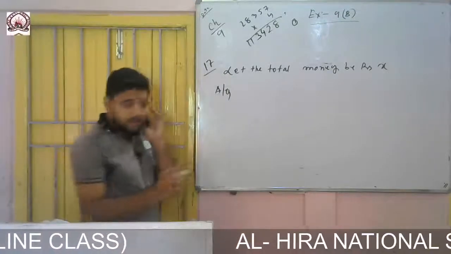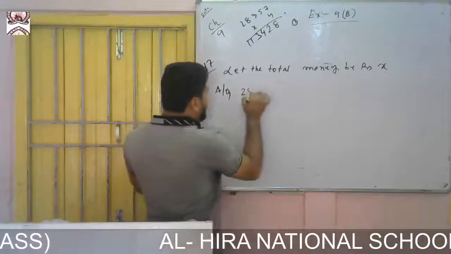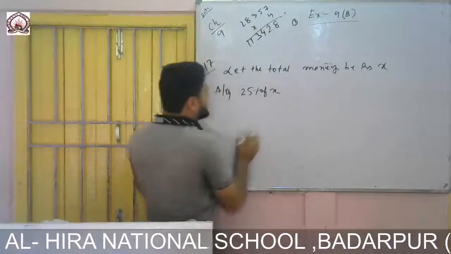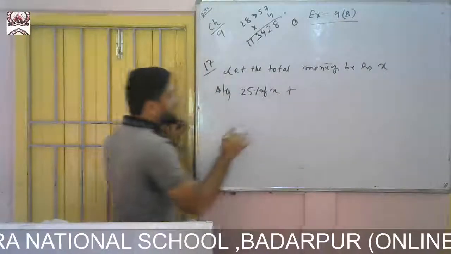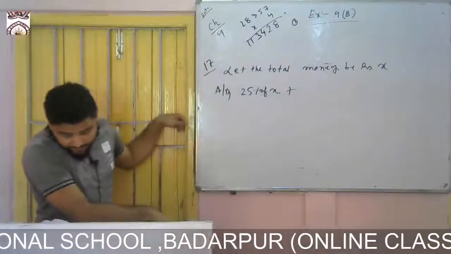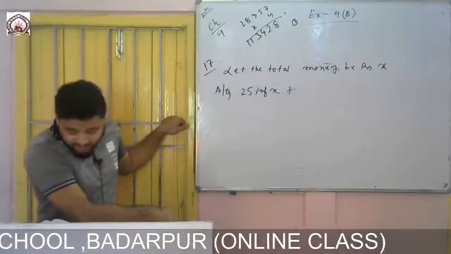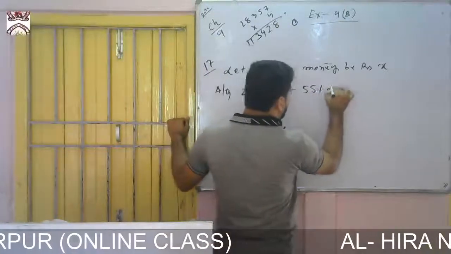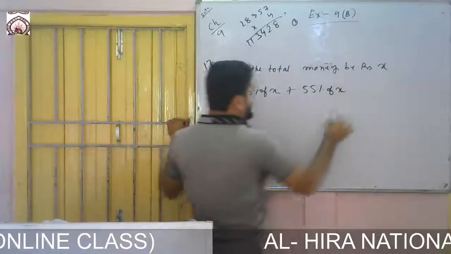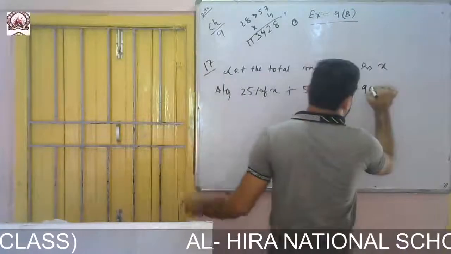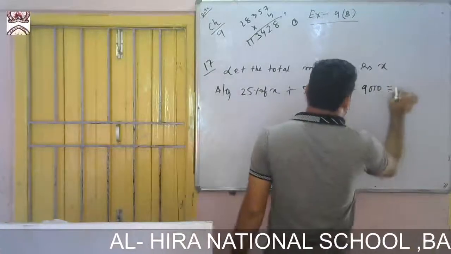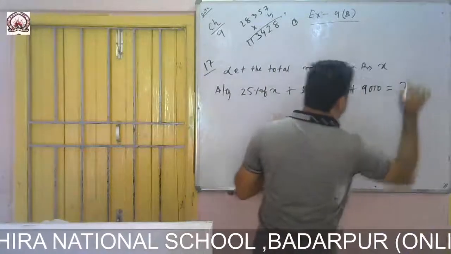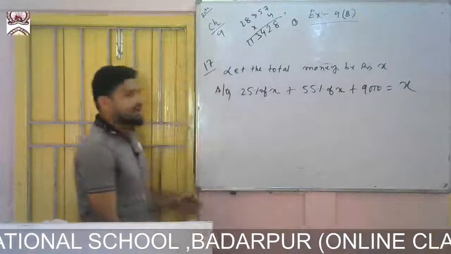25% of his total money, that means 25% of total money X, is given to his mother. Then 55% of the total money is given to his daughter. And the remaining 9,000 is given to his brother. So if I add all these, then I shall get the total money, and the total money I let X.